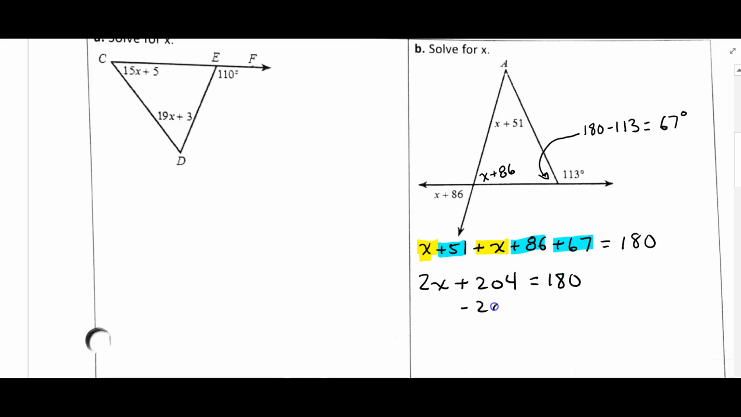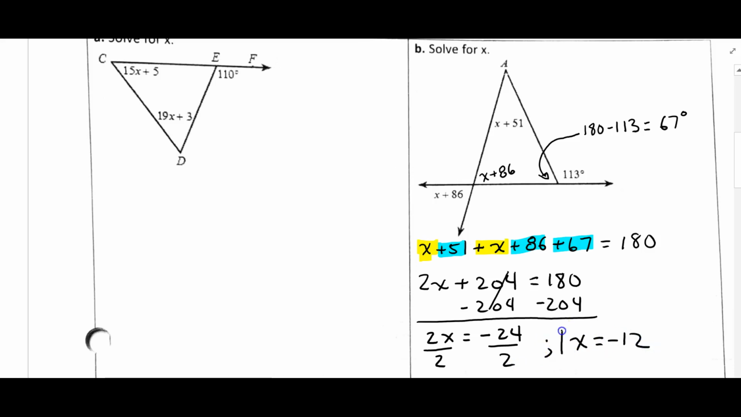I'll subtract 204 from both sides. And I get that 2x is equal to negative 24. Divide both sides by 2, and I get that x is equal to negative 12.